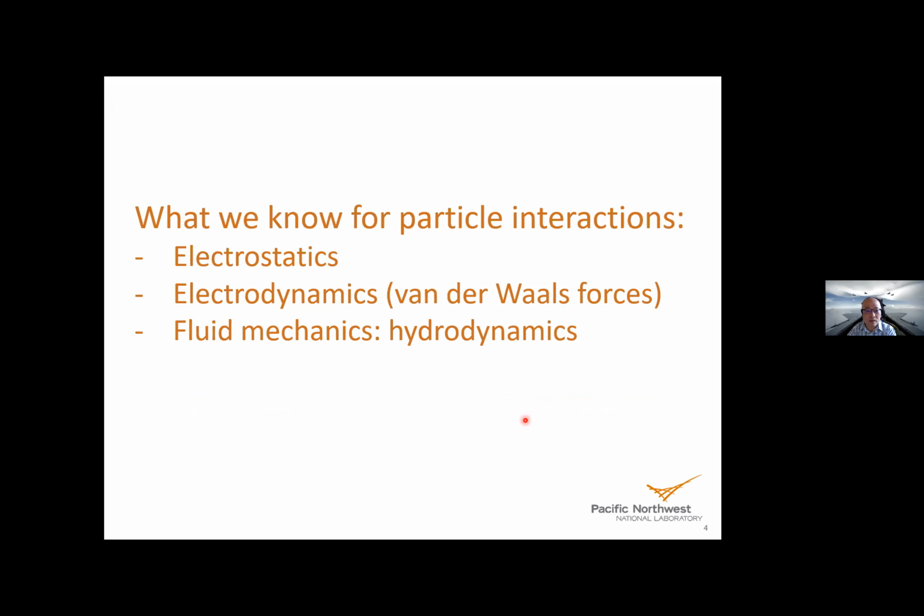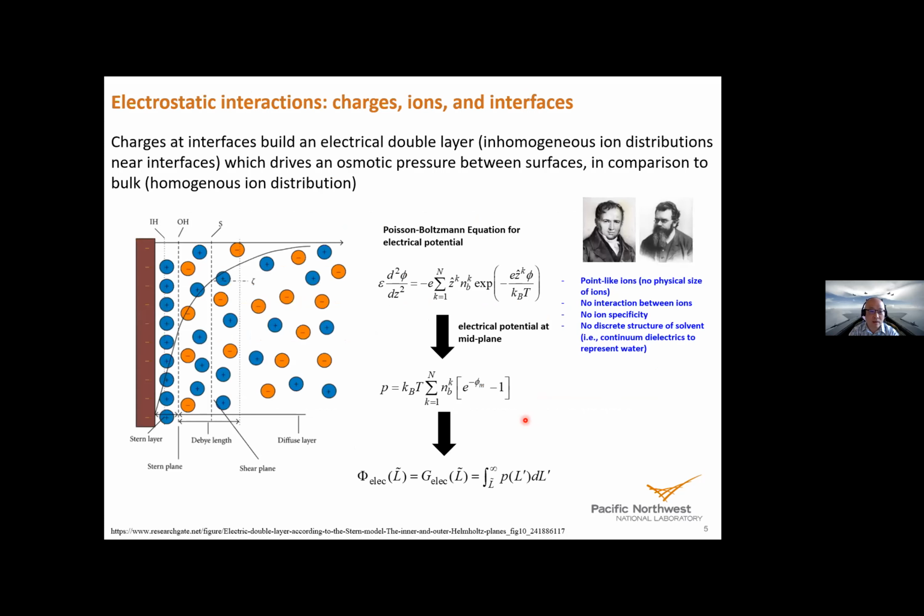So starting with what we know about particle interaction. The particle interaction we know first is electrostatics. Electrostatics is essentially all about charges and ions at interfaces. So when you have charges at the interfaces, opposite charges are attracted to that surface, whereas the co-ion, which has the same charge, is more repulsive.